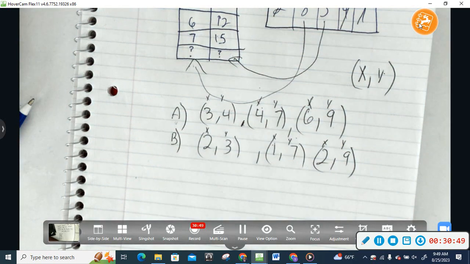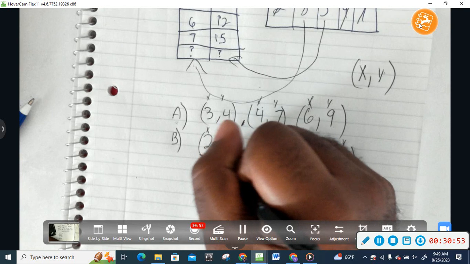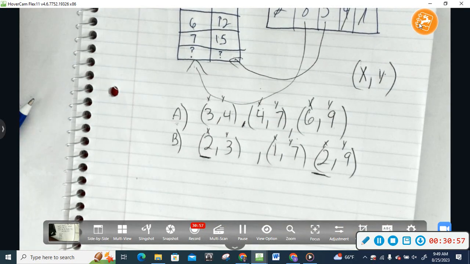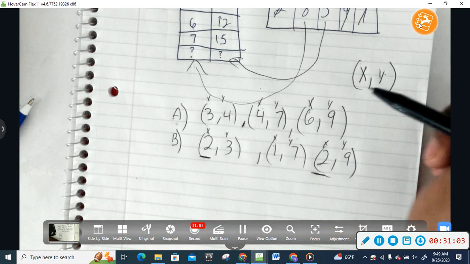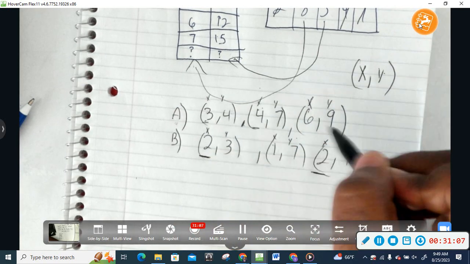B, what's my repeating x values? Boom. Right there. Those are my repeating x values. So that is not a function. If the question was which one is a function, it would be A, because I see 3, 4, and 6. No repeating.